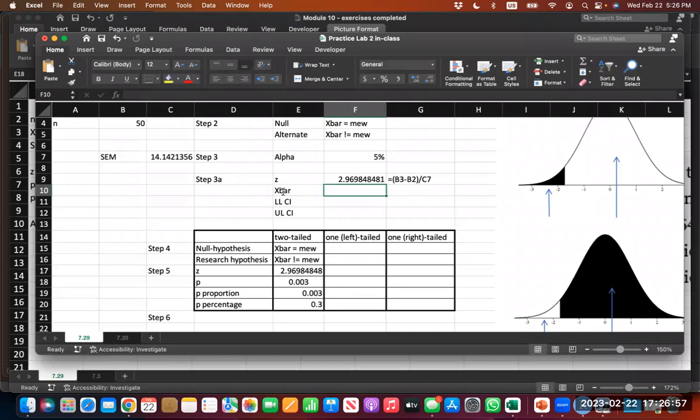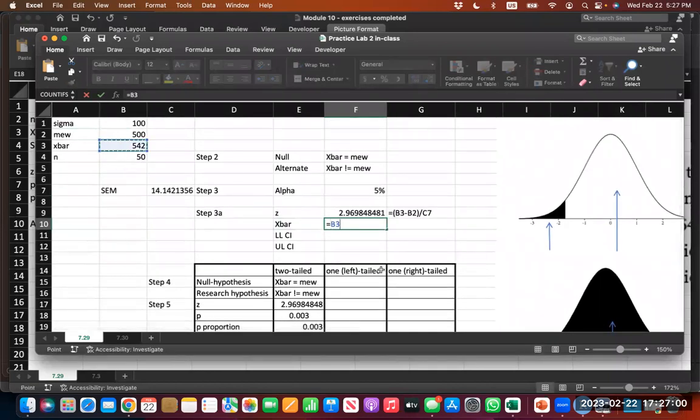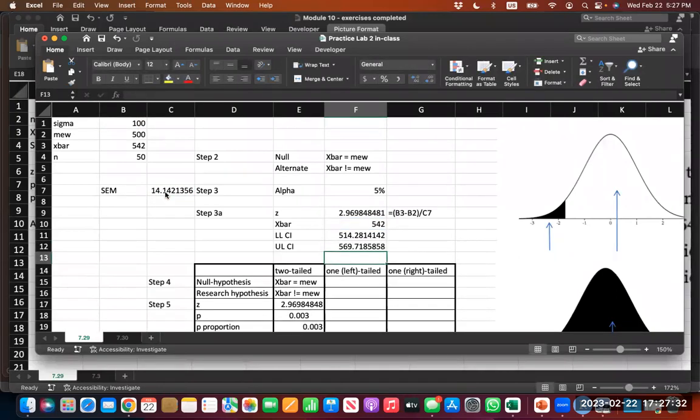And if I want to bring this in the format that I express this as, that's actually X bar. So X bar is 542. If I want to calculate this as a confidence interval, I would calculate 542 minus 1.96, because that's our critical threshold, multiplied by standard error of the mean. So that's 514 again. Or alternatively, I take 542 plus 1.96 multiplied by 14.14. So that's 569. So that's the 95% confidence interval for a two-sided hypothesis.